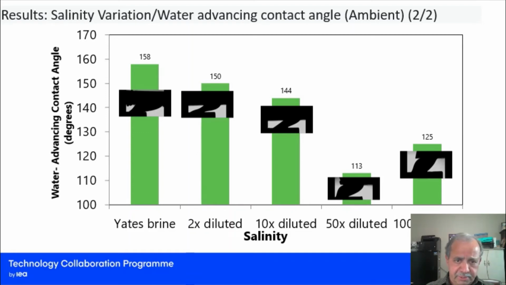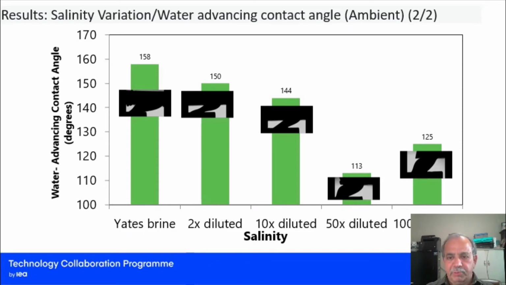And then when we did twice the volume of the same brine, twice diluted, that gives you about 150, a slight reduction there, but not much, still oil wet. And 10 times dilution yielded some more reduction in the advancing contact angle, but still in the oil wet range. But then when we diluted the Yates brine 50 times the original concentrations, it yielded an intermediate contact angle of 113 degrees. And this we will see in the coreflood results also having an impact on recovery.